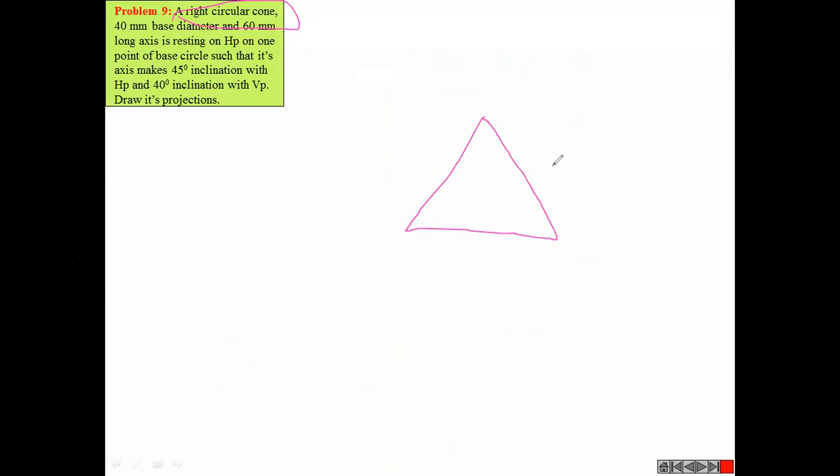A circular cone. No, oblique cone. This is called right circular because it has its axis perpendicular to HP. Then we can have an oblique cone also. We have discussed it like this, that its axis is inclined at some angle. Got it?